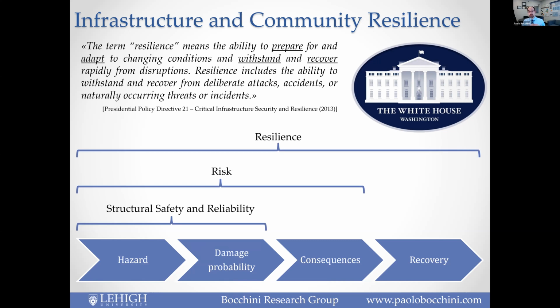Structural safety and reliability traditionally focused on hazard and damage probability. If you talk about risk, it means that you're including in the analysis also a study of the consequences of potential failure. And from my point of view, what resilience really adds to all of this is an explicit attention also to the recovery phase.